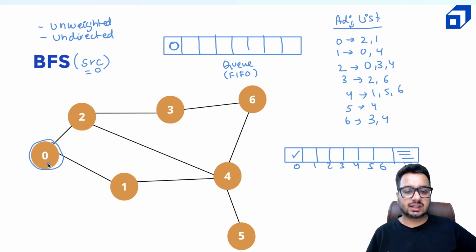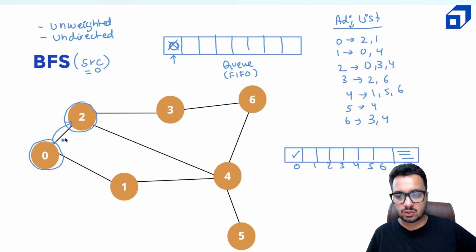Now what will you do next? You will look at this adjacency list. You will find out the neighbors of 0. The neighbors of 0 are 2 and 1. So you will pop this node out. The node is 0. You will look at neighbors of 0, that is 2 and 1. You will mark them as visited and put them into the queue.